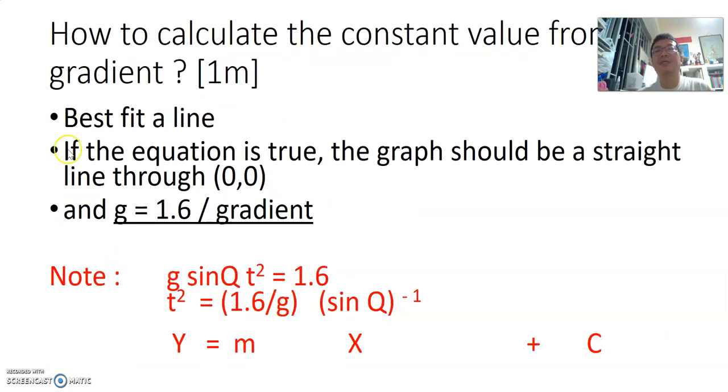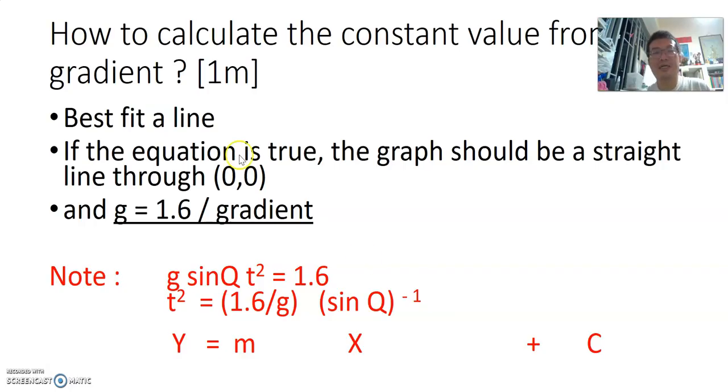Now, how to calculate the constant value from the gradient? You have to draw a best fit straight line, and if it's true, the gradient will be 1.6 over g, and therefore g will be 1.6 over gradient. So you have to show how the unknown constant is being calculated. This is the manipulation of the equation given into this form, so that this is y, this is the gradient m, this is x, and in this case c is 0. So you see that this is an equation of a straight line. We plot this on the y-axis, this will be the gradient, and this will be the x-axis.